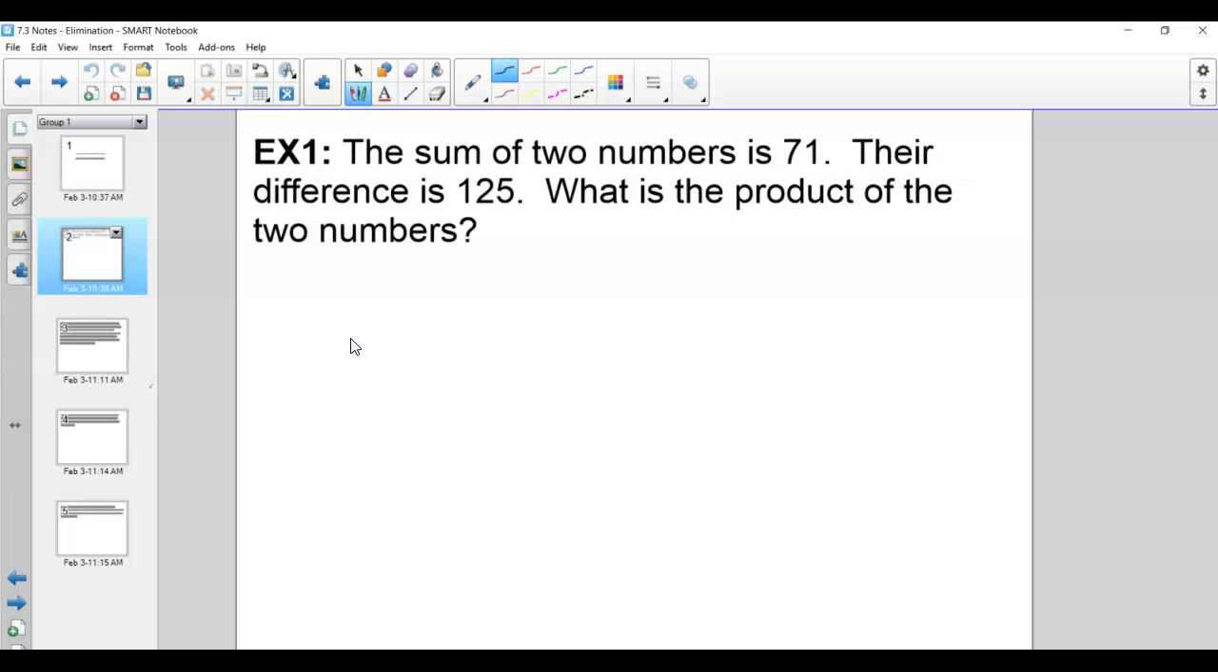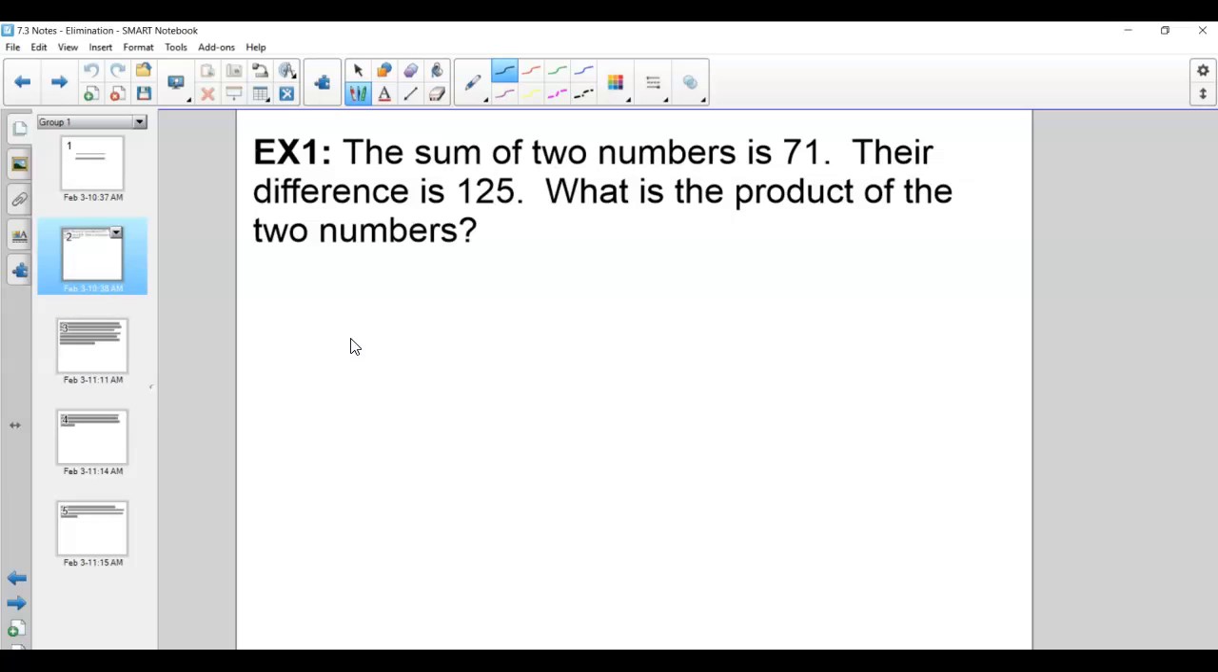Okay? When we get to our test for Chapter 7, I won't necessarily tell you on the word problems which method you have to use to solve them. Okay? So, on the word problems, you can use substitution if it looks easier to you. You can use elimination if it looks easier to you.